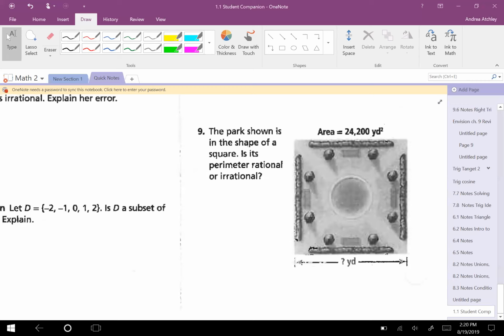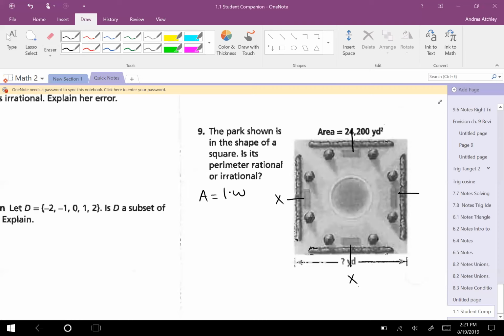So let's start by what is a square? 4 equal sides. 4 congruent sides. So this side is going to be the same as this side. It's going to be the same as this side. It's going to be the same as this side. Does anyone remember area of a square? Length times width. Area is equal to length times width. In a square, the length and the width are the same because all the sides are equal.